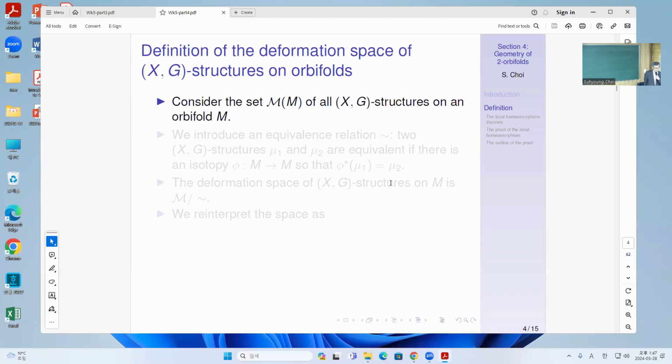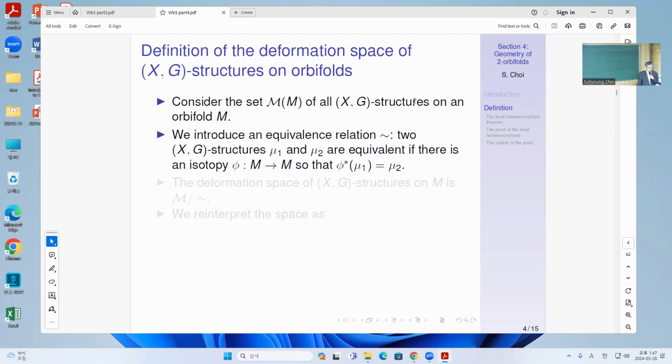So first, we want to define the deformation space. This is a generalization of the Teichmüller space. You consider all the XG structures on an orbifold M. But this is actually too big. We want to see the trivial equivalence. Two are equivalent if there's some isotopy such that phi star mu one is mu two. Given any structure, you can shift by any isotopy, and the chart will still be a chart. So these are really trivially equivalent, and you want to quotient by these isotopies.